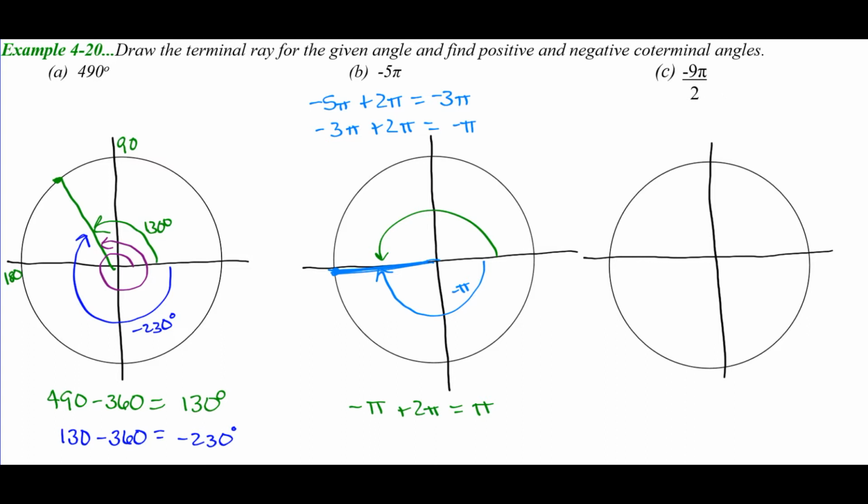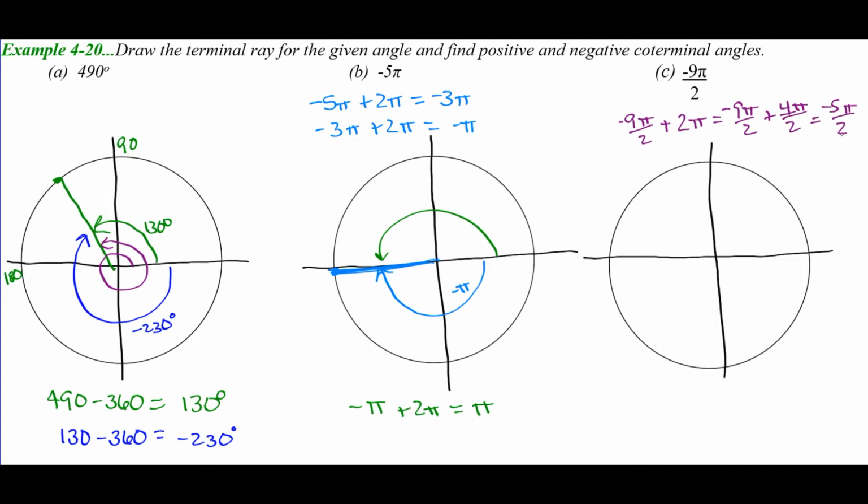Again, here I've got negative 9 pi over 2, so 9 over 2 is like 4.5, so I know that's bigger than a whole circle. So I'm going to add a whole circle to that. So that's going to be negative 9 pi over 2 plus 4 pi over 2, which is going to give me negative 5 pi over 2.